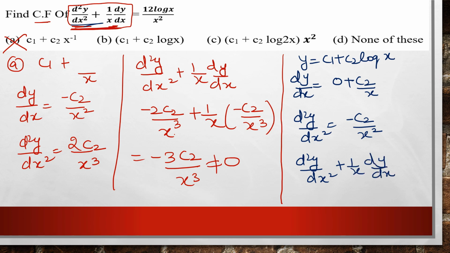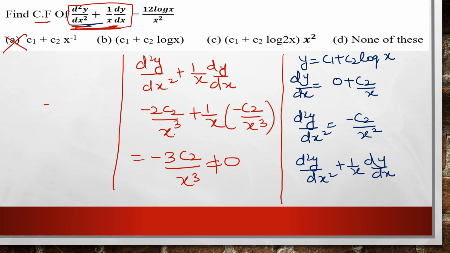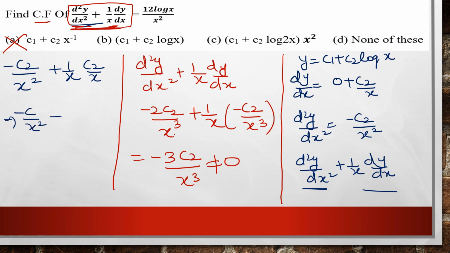So see what we'll get, I'm going to write it here. Just place the values which we have calculated. What is d square y over dx square? That is minus c2 over x square. Plus 1 by x and c2 over x, sorry, here we have x square. Now minus c2 over x square plus c2 over x square. What we are getting? 0. So we got the 0, so that means option B is correct. We don't need to check the other options.